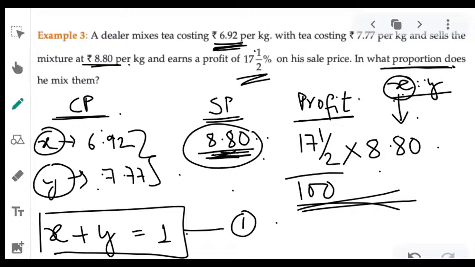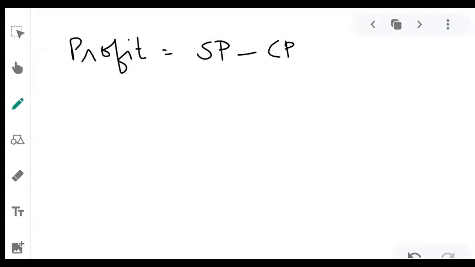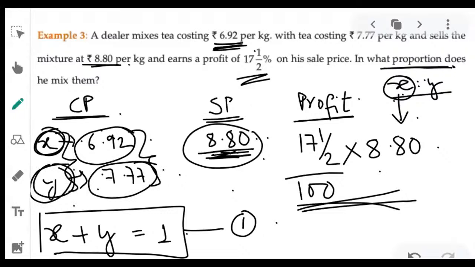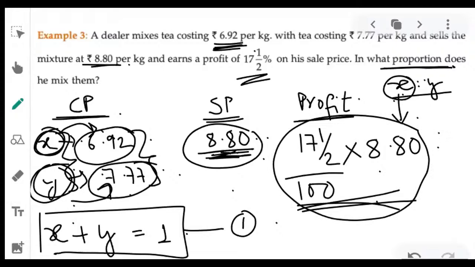Now, you're all commerce students. What is the equation of cost price, selling price and profit? Profit is equal to selling price minus cost price. So for cost price, I have 6.92 rupees into X plus 7.77 rupees into Y, because we don't know what these proportions are yet. So we don't know how much amount is 6.92 and how much amount is 7.77. This is my profit. Can you simplify this and give me a small number?